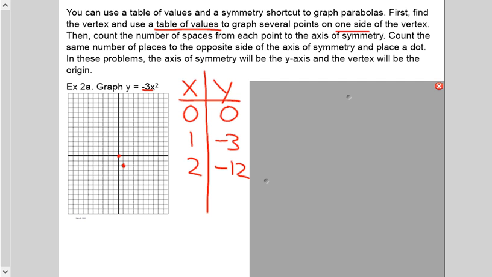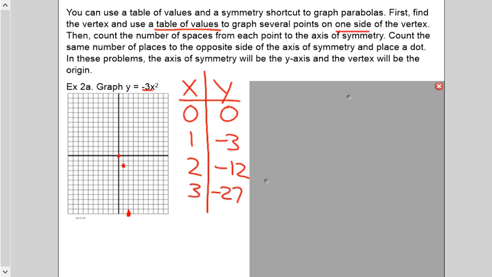If I did x equals 3, you don't have to do this one, but if I did x equals 3, 3 squared is 9. 9 times -3 is -27, and we are way off the graph now. Okay? I still need a dot for 2, -12. This graph actually has 12 places going up and down, so it should be right there. So what I've done is I've graphed the right half of this parabola. I don't have to use a table of values in order to graph the left half. I can use a shortcut.